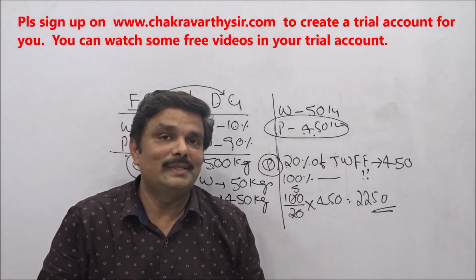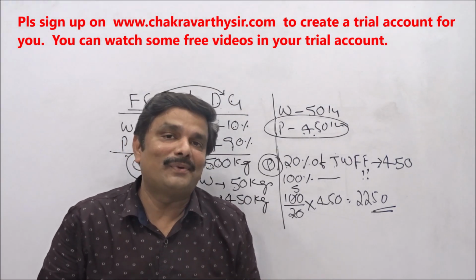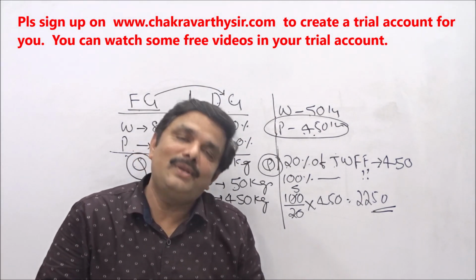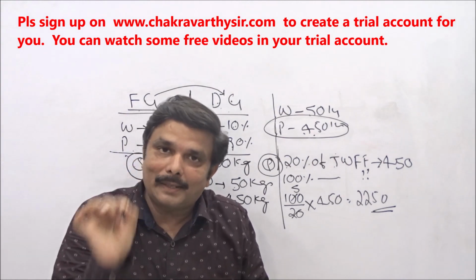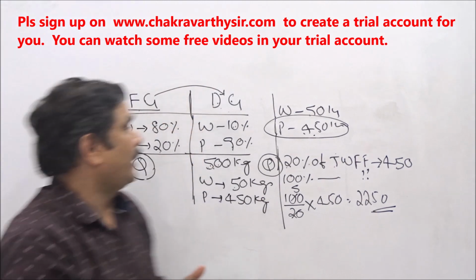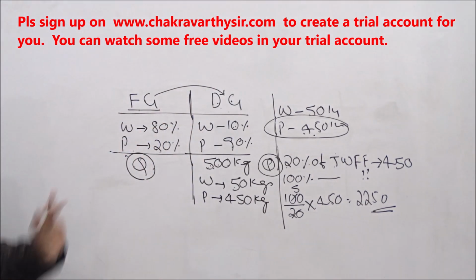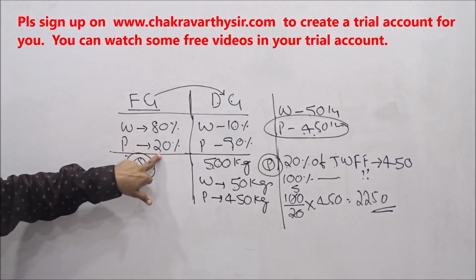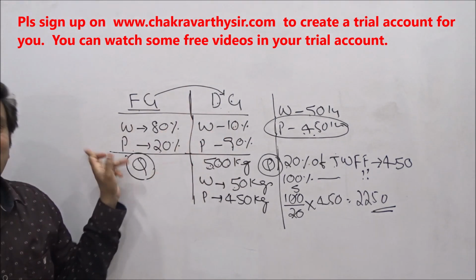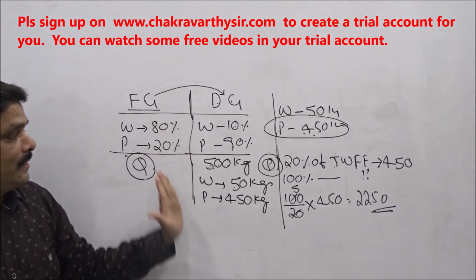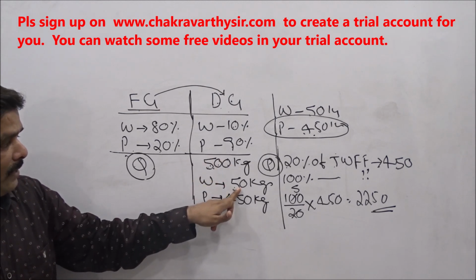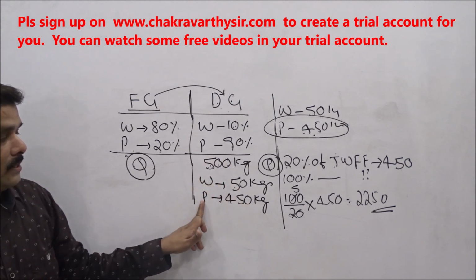Now think it over, students. Is there anything to be written on the paper for this? Frankly speaking, there is no need to write. Even if you want to write, only a little part can be written. Only one thing is very important: comparison. In fresh fruit, 80% water, 20% pulp. Dry fruit, 10% water, 90% pulp. This information is given by them. And the fruit in the dry status now weighs 500 kgs. Out of this, 50 kgs water, 450 kgs pulp.